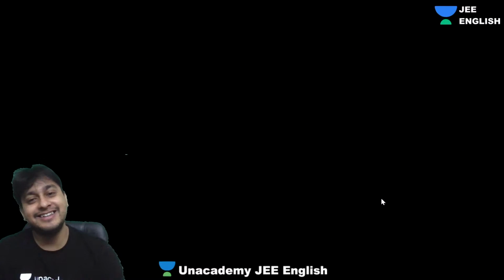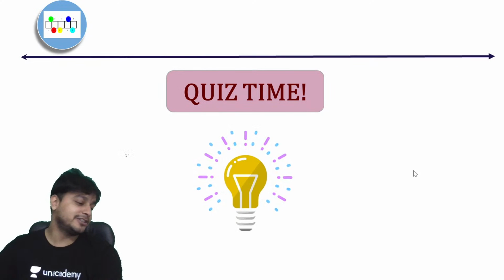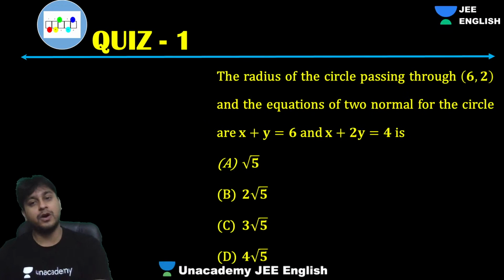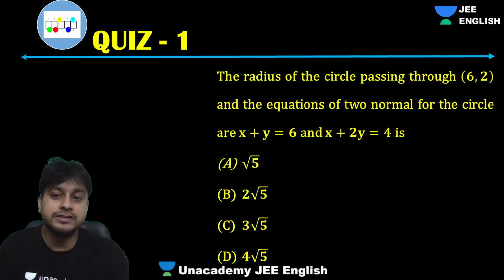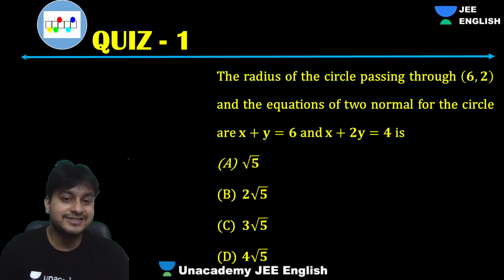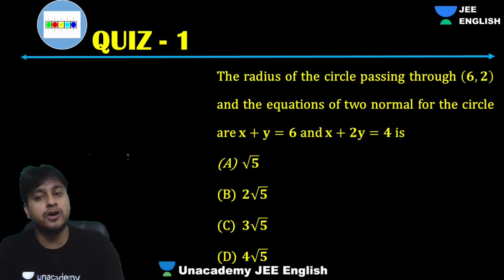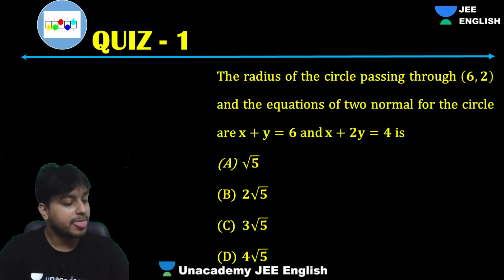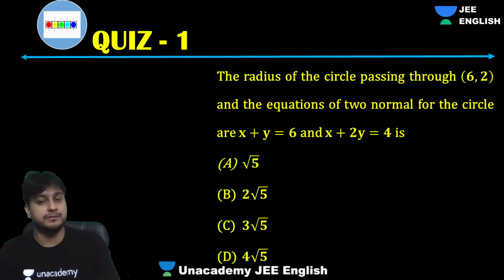Hello guys. Next question. This one on your screen. Equation of the circle passing through the point 6 comma 2 and the equations of the normals of the circle is this. So how do you get the radius of the circle?